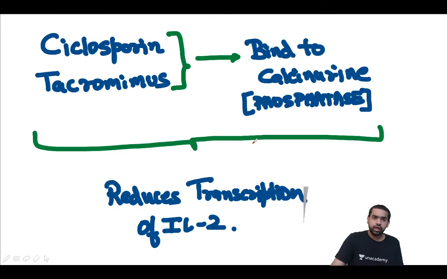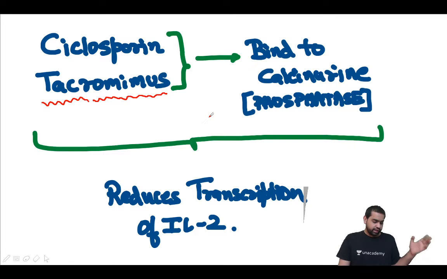Now let us have a look at how exactly they act. Please understand, sirolimus and tacrolimus, what are these? These are the calcineurin inhibitors. They go inside the lumen of the cell, and inside the cell they bind to calcineurin.